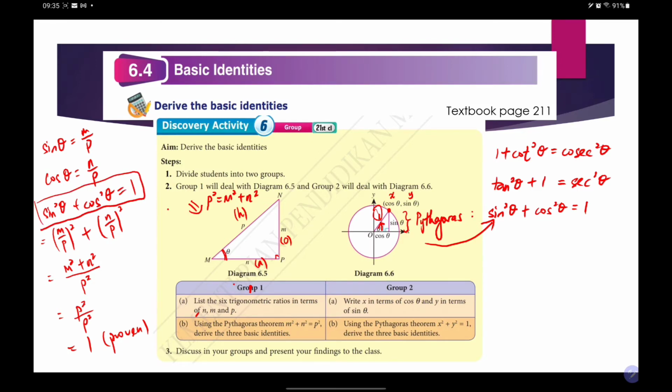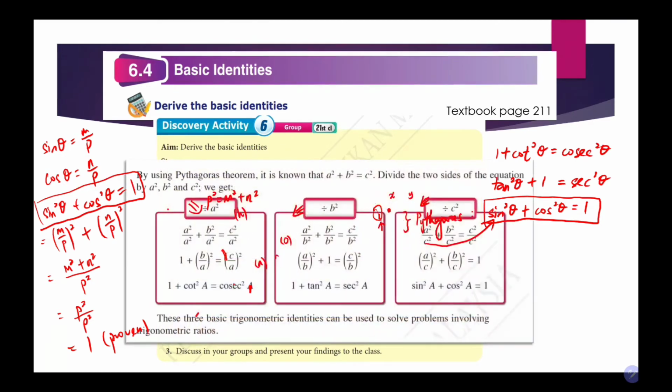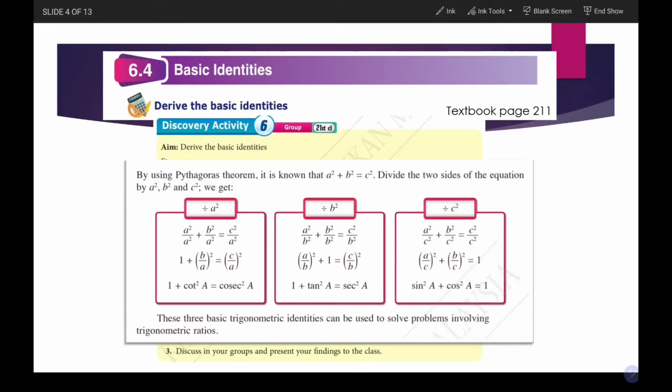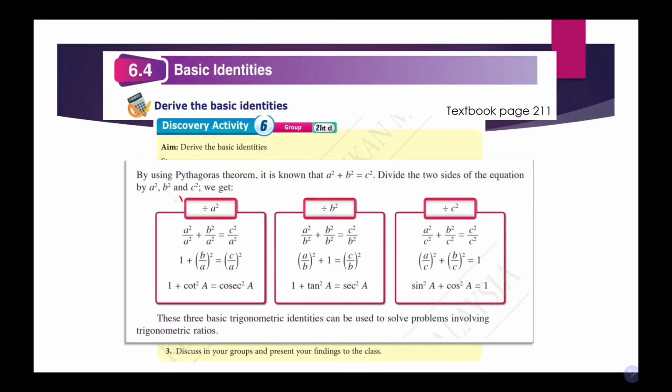Alright, so we get this formula by Pythagoras theorem, whether in a right angle triangle or in a unit circle. Okay, so we'll move on. As we can see, by using the Pythagoras theorem, it is known that a square plus b square equals c square. So we divide the two sides of the equation by a square, b square, and c square respectively. So we will get this.